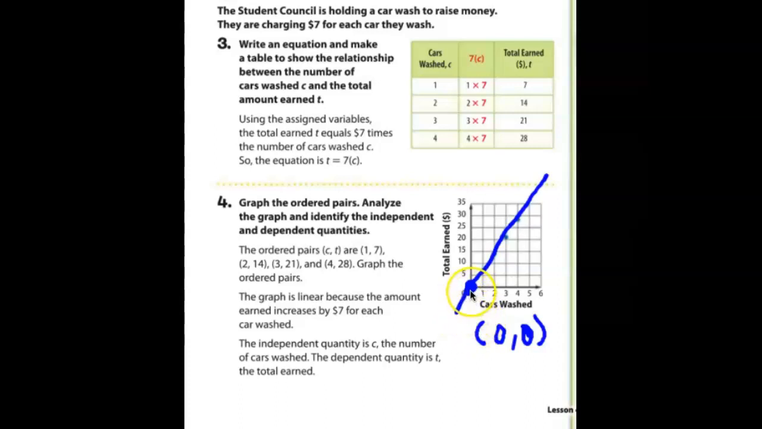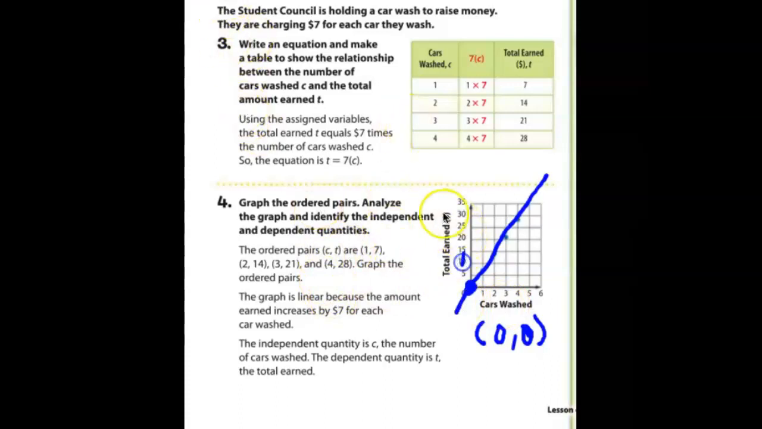And finally, the actual relationship is that it increases $7 each time. For each car that you wash, you get $7 more. So finally, even though it's kind of obvious at this point, what is the independent quantity? What's the dependent quantity? Well, if you wash more cars, you earn more money. So which one is dependent? Is the amount of money that you earn dependent, or is it independent of the number of cars you wash? Answer that for me now, please.